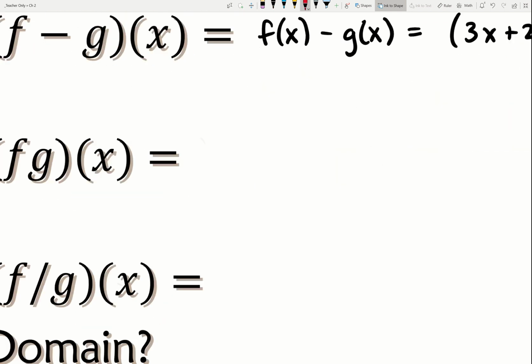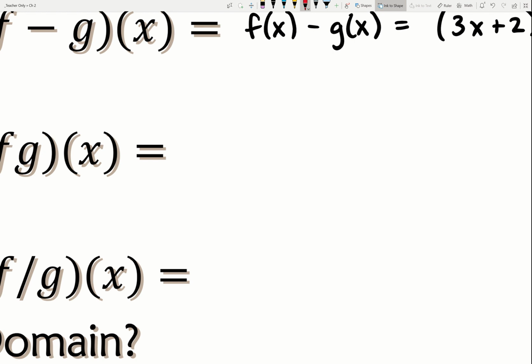For our product function, we are going to simply take the output of f, which my OneNote doesn't really like to change colors there, so let's fix that. So the output of f times the output of g, we're going to set that up here for ourselves: 3x plus 2 times x minus 5.